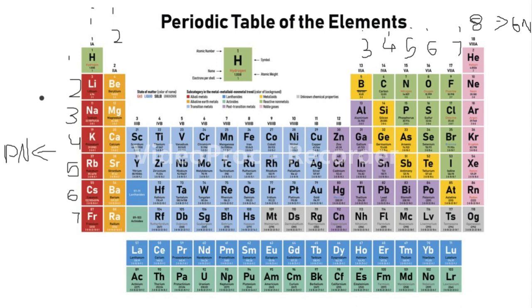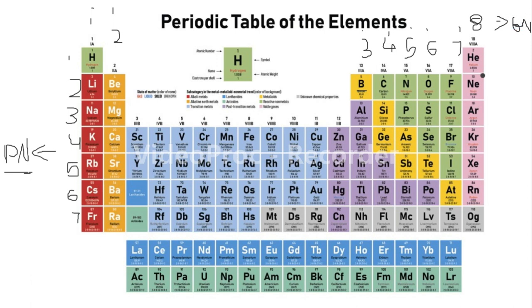Let's see. First of all, let me tell you that the ones I have marked 1, 2, 3, 4, 5, 6 and 7 are the period numbers. And the numbers above, 1, 2, 3, 4, 5, 6, 7, are the group numbers.